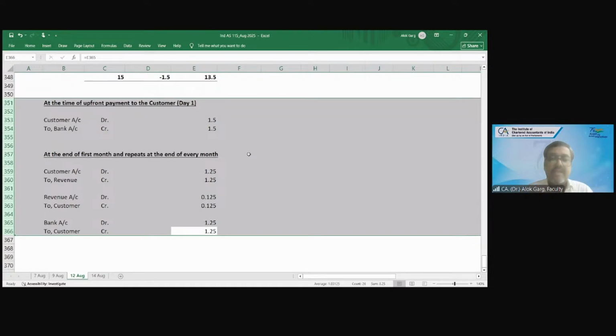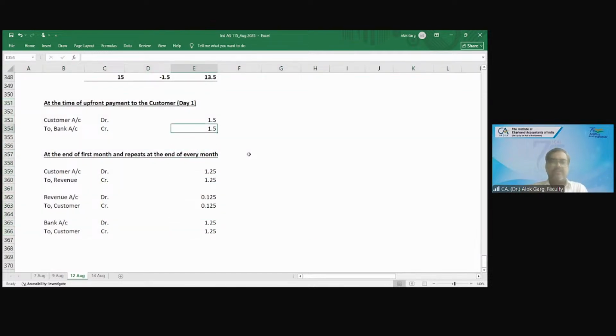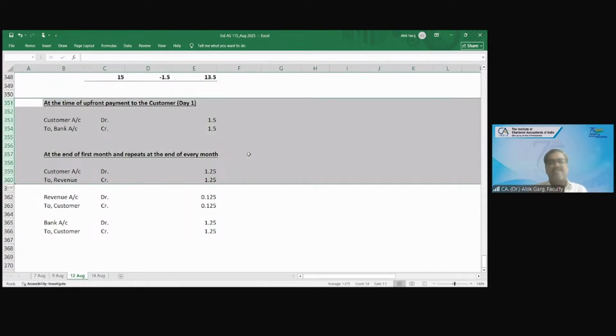For example, in the first month, assuming the sales will be 1.25 crore, the revenue has to be recognized from 1.25 minus 0.125 crore. And the money has to be collected from the customer, which is the entire 1.25 crore. So you can either write it as a narrative, or you can write the accounting entry also. In the institute you can show this as well as that.